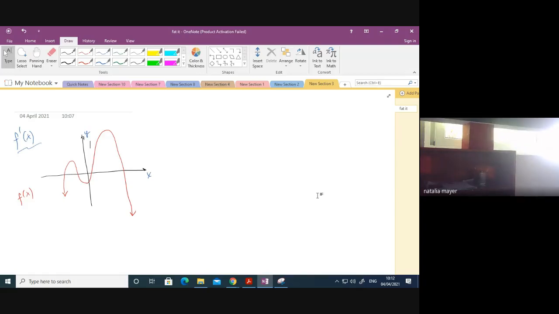If you don't know, I don't know either. What's happening between this point and this point? No, between this and this. What's happening between this and this? It's decreasing. But how is that system? It goes back up? Yes.